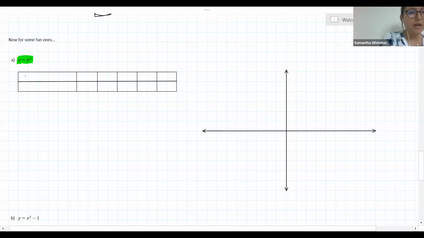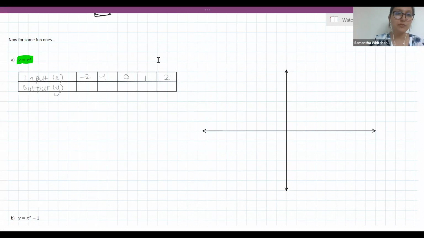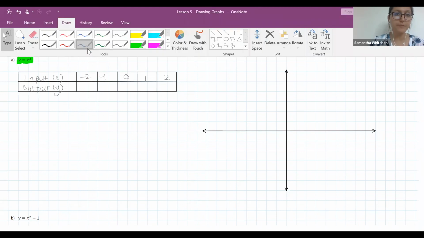So once again, input, which is X, and output, which is Y. Let's go -2, -1, 0, 1, and 2. I'm just going to show you the first one so that we all know what we're doing.